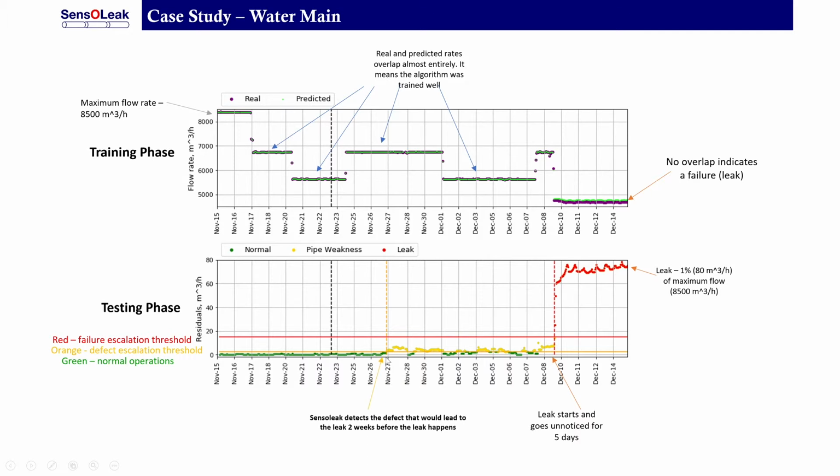Here on November 27th, 2 weeks before the leak occurred, Sensoleak's algorithm presenting some alerts showing that something is wrong with the pipeline. Meaning that 2 weeks before the leak itself happened, Sensoleak could have prevented it by notifying the operators that something was wrong with the pipeline. And even if not the trending, even when we look at the leak itself, definitely could have alerted several times and not let it go on for 5 days.